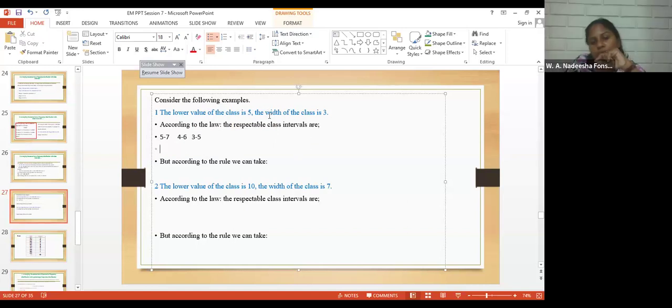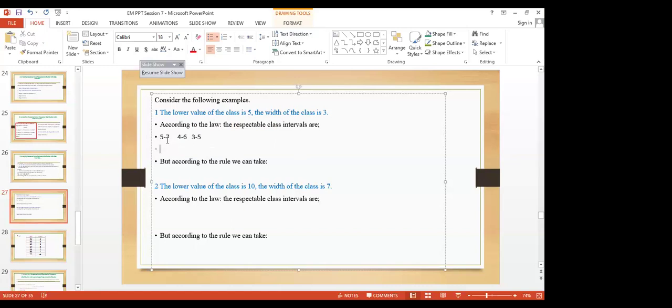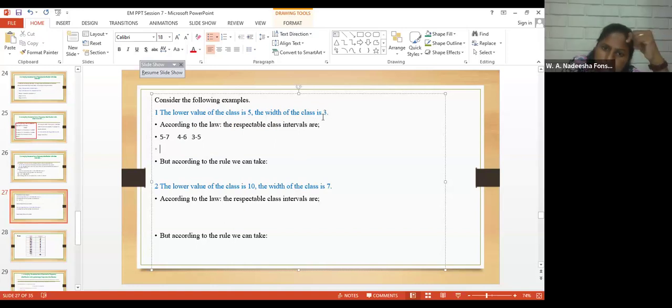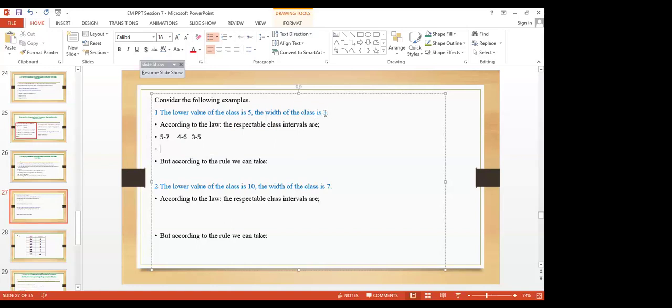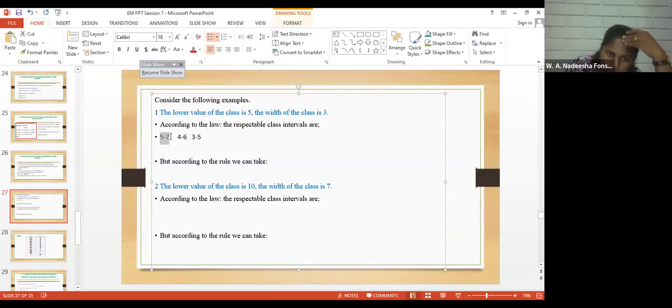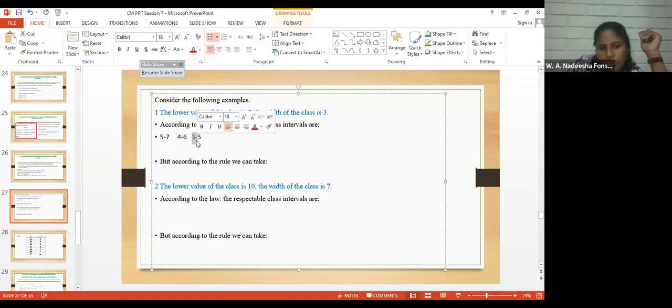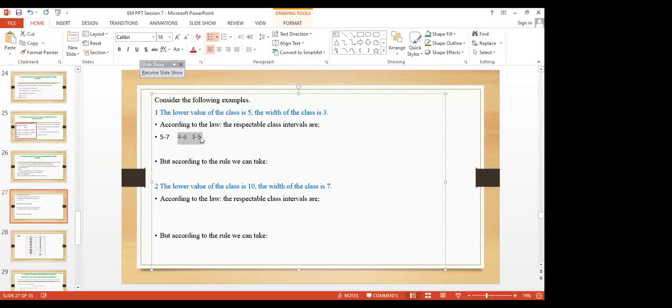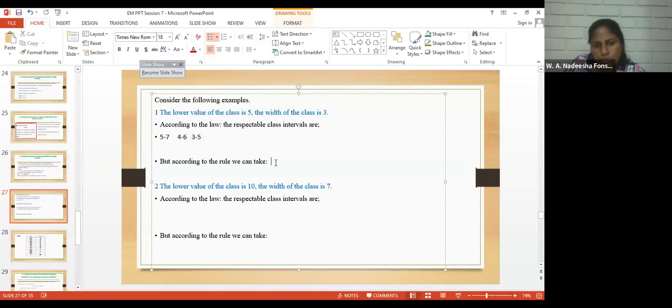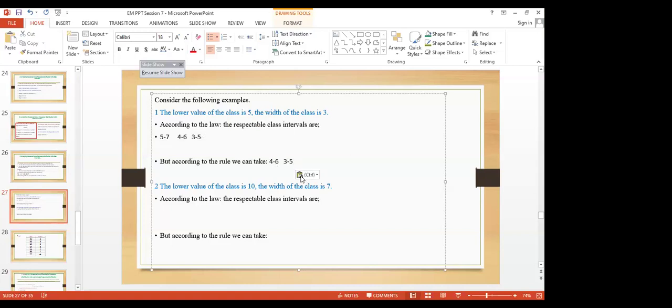According to the rule, the upper value or lower value of the class should be a multiple of the class width. Here the class width is 3, so multiples of 3 are 3, 6, 9. Here the upper value is 6, and here the lower value is 6. So we have to consider these two class intervals.